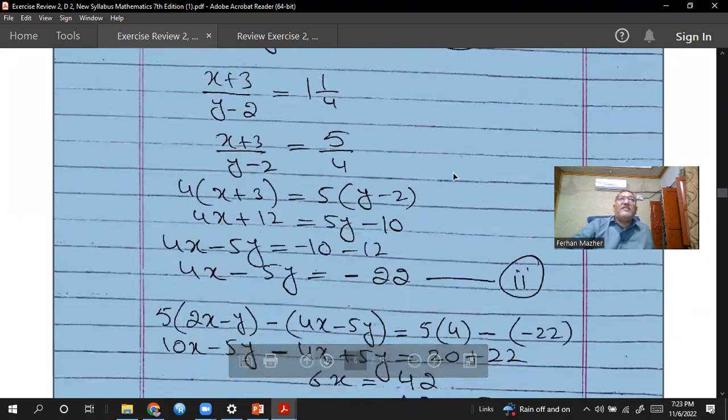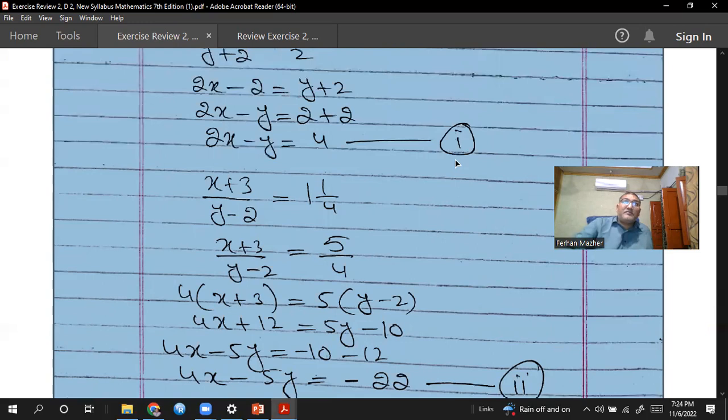Then the condition they gave is if you add 3 in the numerator and subtract 2 from the denominator, the fraction will become 1 whole 1 by 4. So x plus 3 divided by y minus 2, and that will be equal to 5 by 4. You will cross multiply here. So 4 bracket x plus 3 bracket close equals 5 bracket y minus 2 bracket close. So it will become 4x plus 12 equals 5y minus 10. So 4x minus 5y equals minus 10 minus 12. So 4x minus 5y is equal to minus 22. That is my second equation.